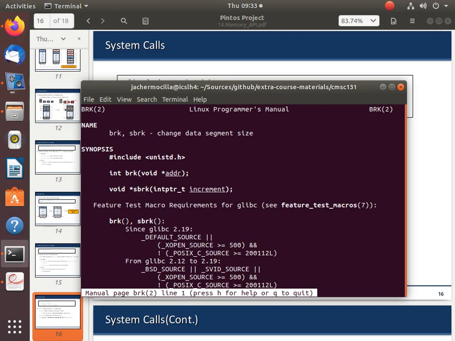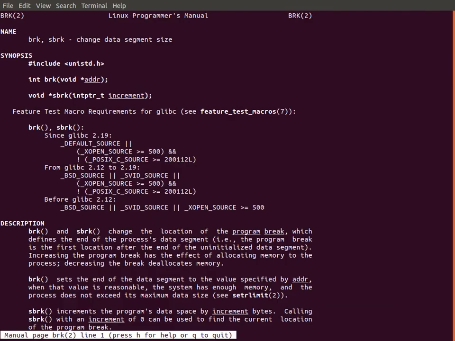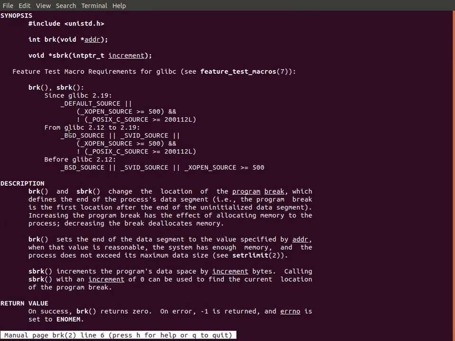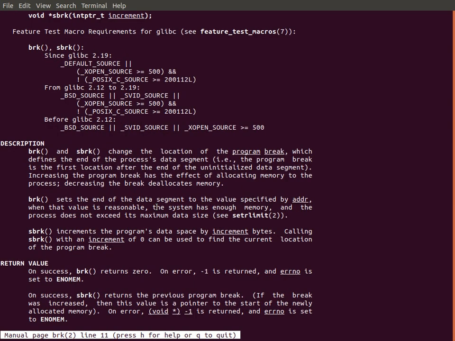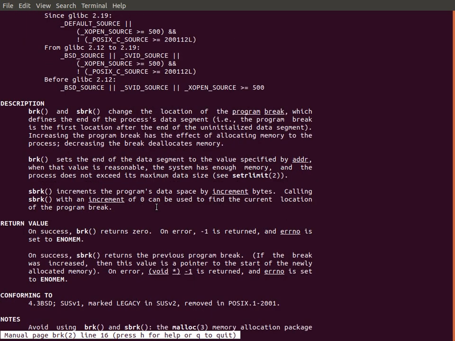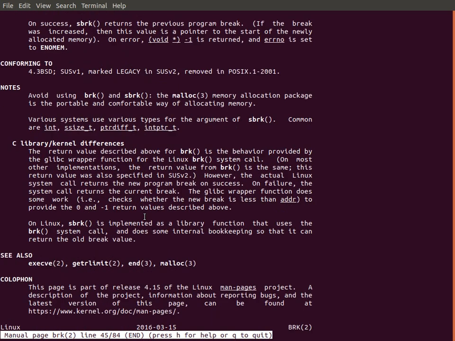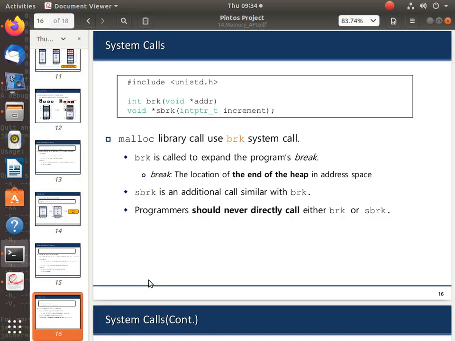So, it's part of the POSIX standards, Unix standard, okay? So, it changes the location of the program break, which defines the end of the process data segment, okay? So, basically part of the stack, okay? So, yeah, you can read more about this in the man page, and of course, they are related to process allocation and memory management. Okay?